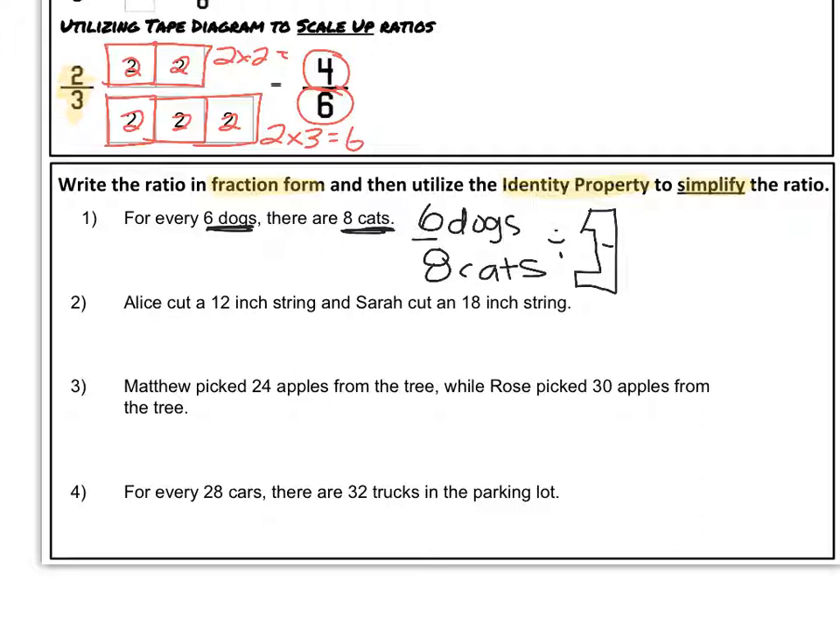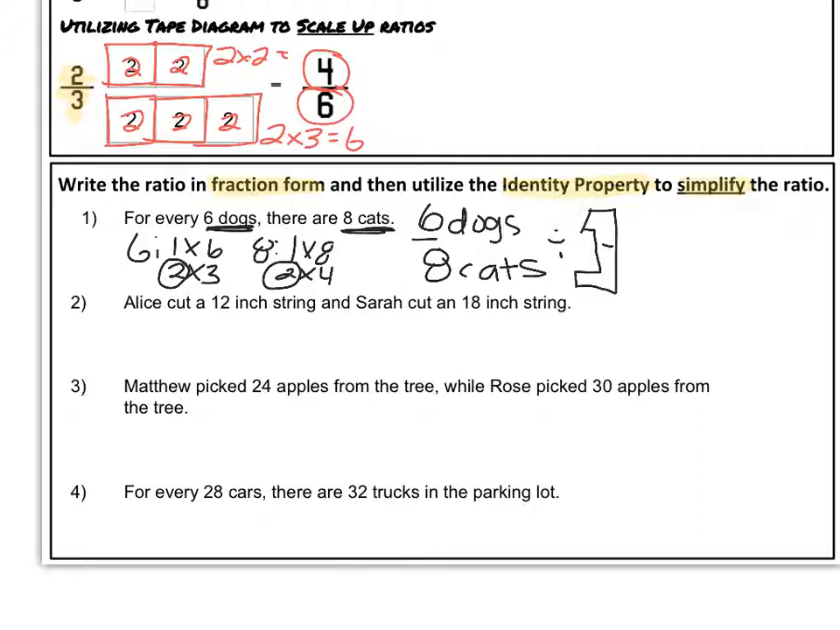Okay, we need to think about the GCF. What is the greatest common factor of 6 and 8? Well, the factors of 6 are 1 and 6, 2 and 3. The factors of 8 are 1 and 8, 2 and 4. That's all. So now we need to figure out which one is the greatest common factor. You can see that they have a 2 in common, and it is the greatest factor they have in common.